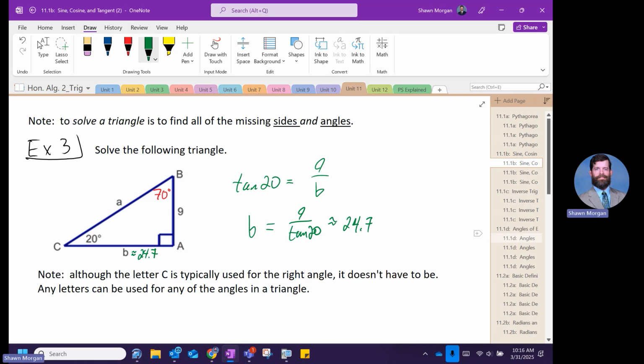Is there a way other than using SOH CAH TOA that you could find little a? Pythagorean Theorem. We could use Pythagorean Theorem. Should we? Why not? Because 24.7 is an approximation. Although we would get a pretty decent answer, assuming we didn't screw the pooch for 24.7, it's still an approximation. And so I recommend that you don't round it early in the problem.